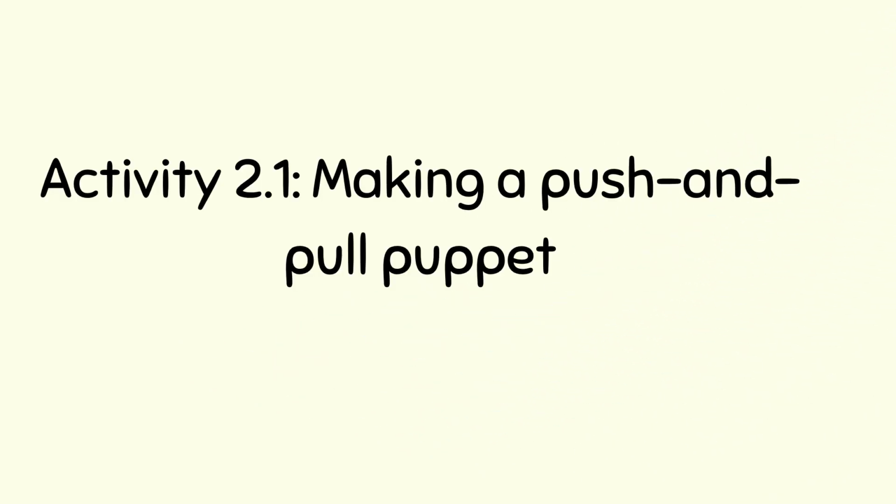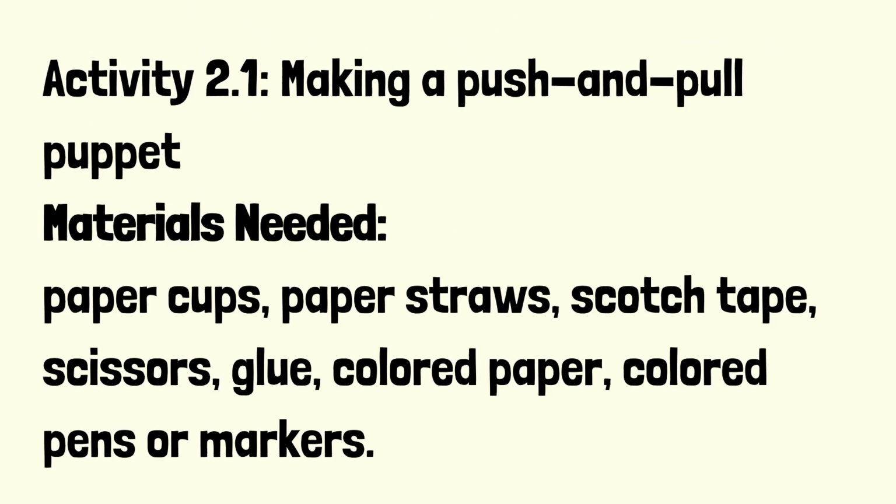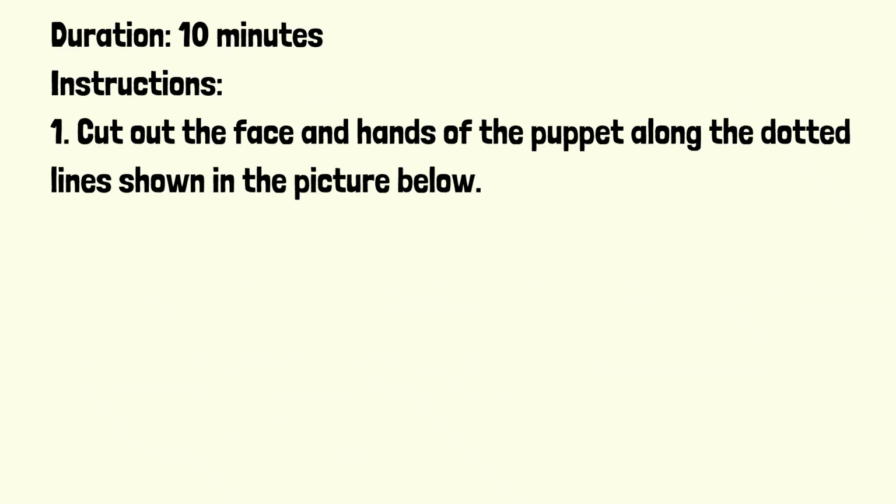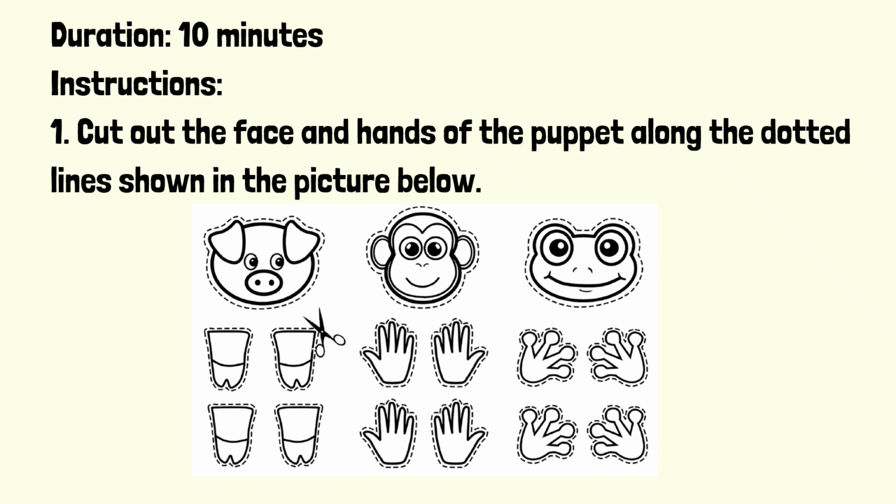Now for Activity 2.1, making a push and pull puppet. Materials needed: paper cups, paper straws, scotch tape, scissors, glue, colored paper, colored pens, and markers. Duration: 10 minutes. 1. Cut out the face and hands of the puppet along the bold lines shown in the picture below.